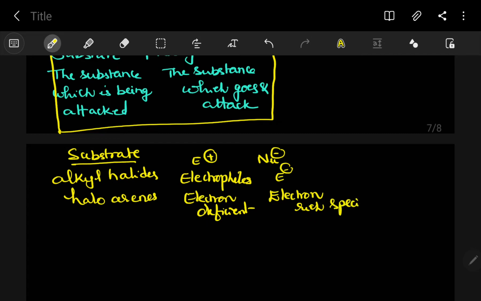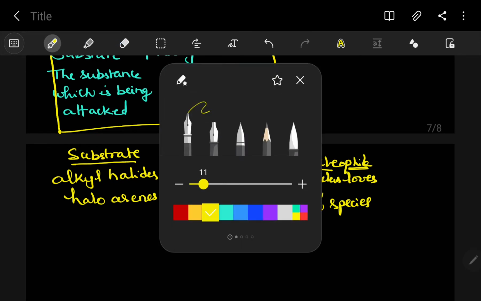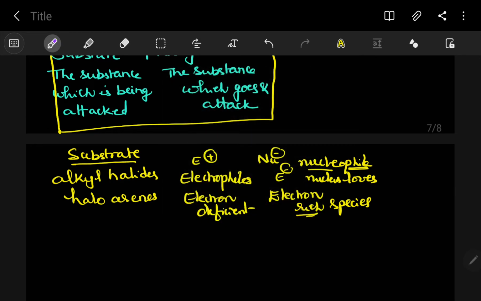That's why, in the name nucleophile, phile means which loves, or which seeks the nucleus. They are electron rich, so they are seeking the nucleus. They are loving the nucleus. That's why they are called nucleophiles. In our substitution reactions, we are mainly concentrating on electron rich species.